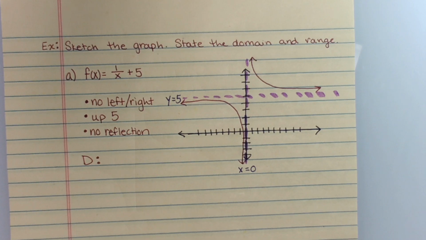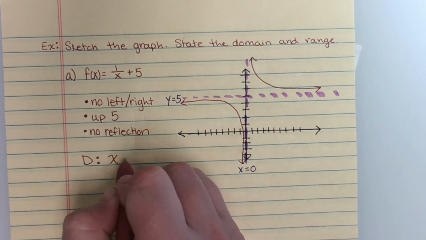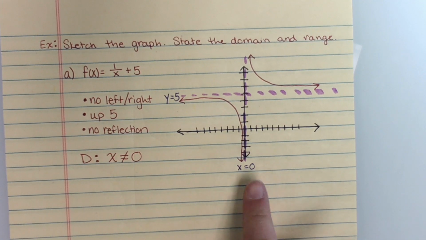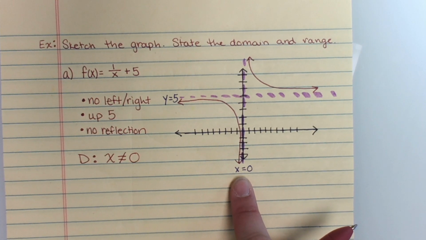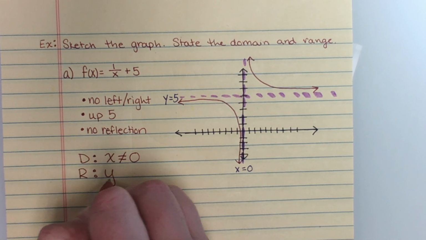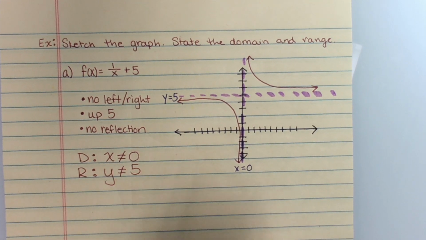Domain is based on the vertical asymptote. Find your asymptotes, put a not equal to them. That's going to give you your domain and your range. Domain is x's. My x's are not allowed to be equal to 0, because that's my vertical asymptote. My range goes to y values. Y's are not allowed to be equal to 5.